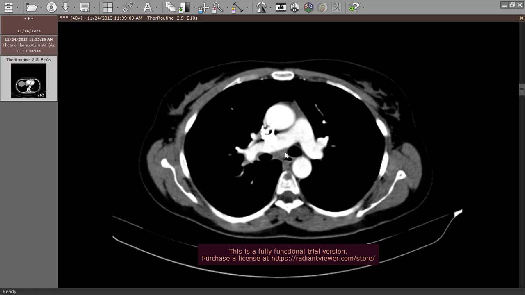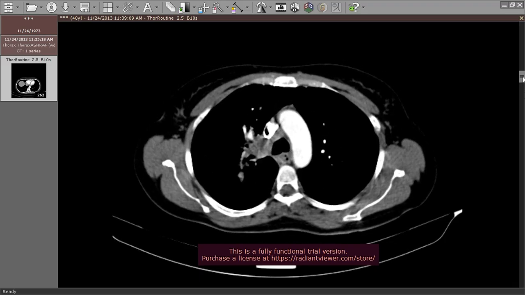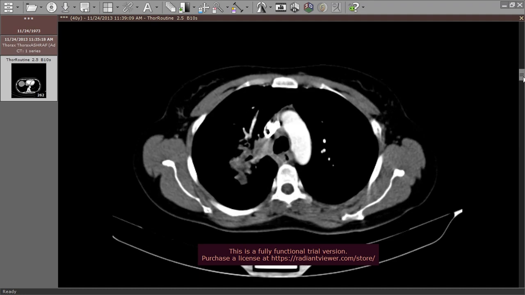At the subcarina region, there is no significant pathological lymphadenopathy. At the pretracheal region, there is minimal soft tissue fullness here. It could be continuity to the original mass, or it could be a small lymph node.